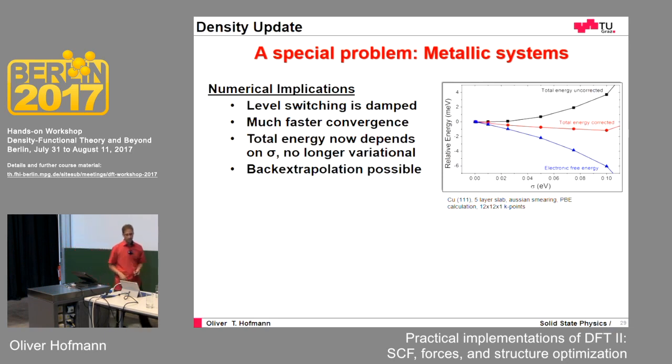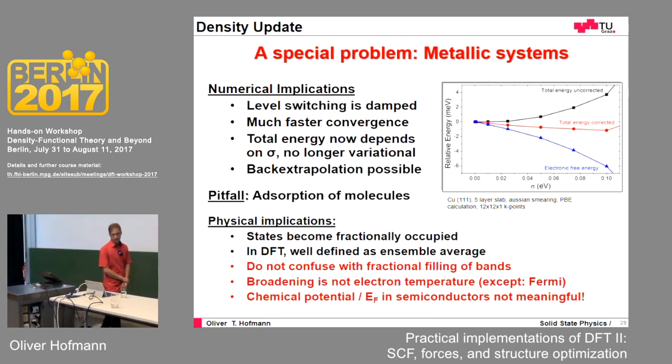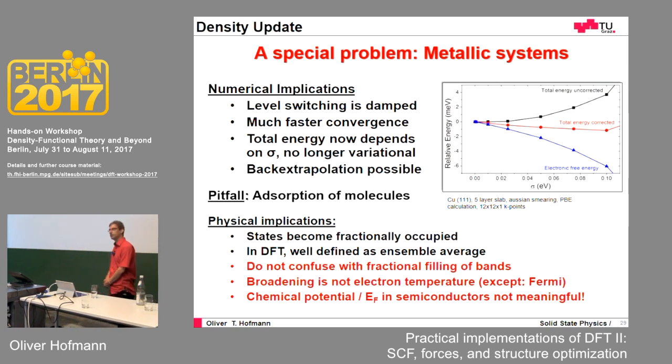while the electronic free energy and the uncorrected total energy may change quite significantly. The adsorption of molecules on metals is one of the major pitfalls. That was also already one of the questions. The physical implication of the broadening is that some states become fractionally occupied, which is okay if you have bands, not okay if you have orbitals. In DFT, this is a well-defined ensemble average, but you need to make sure that you also interpret the results as such.